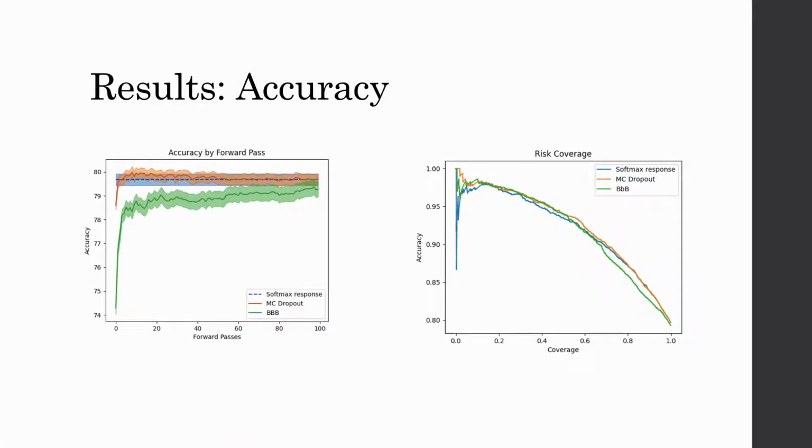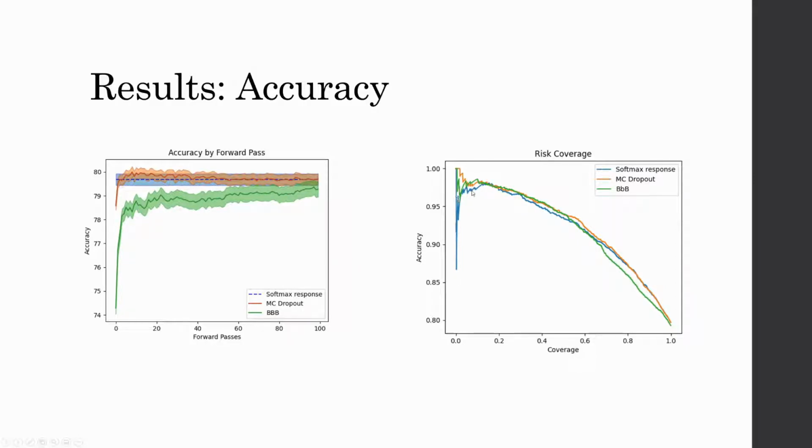So now that we've gone over all that maths pretty quickly, we can finally look at some results. So here's just showing the accuracy by forward pass. This is sort of to show that 100 forward passes we think is enough to get a good prediction out of our network. And as you can see here, there's quite some variance at below around 20 forward passes, and Bayes by backprop does seem to be slowly increasing still.